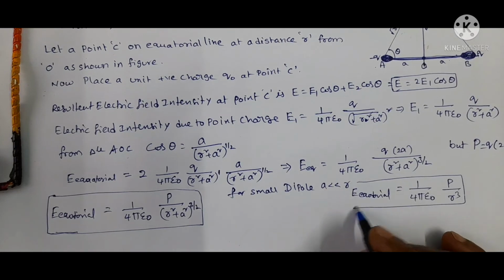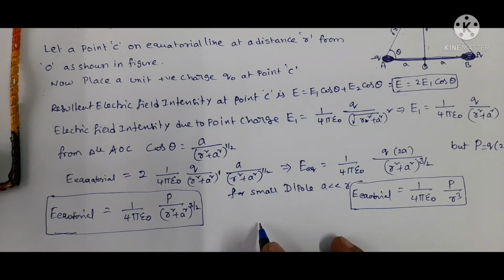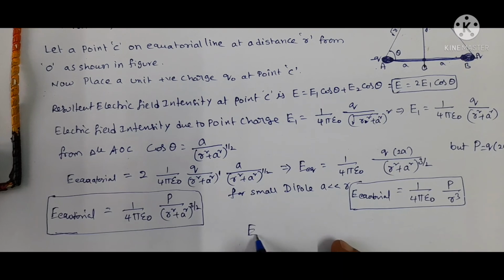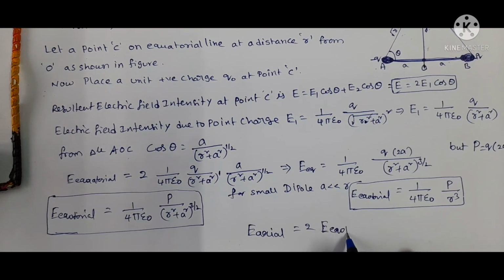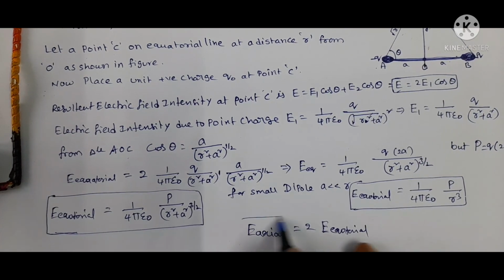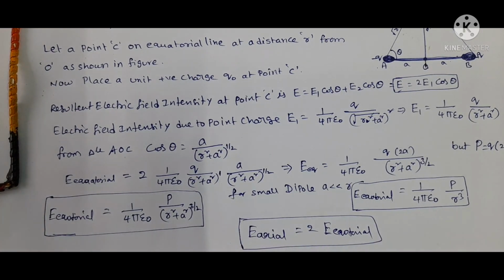That's it. Already we know that E axial is equal to 1 by 4 pi epsilon naught 2P by R cube. From that relation you can write finally E axial is equal to 2 into E equatorial. This is the relation between the axial and equatorial line in case of the electric field intensity.